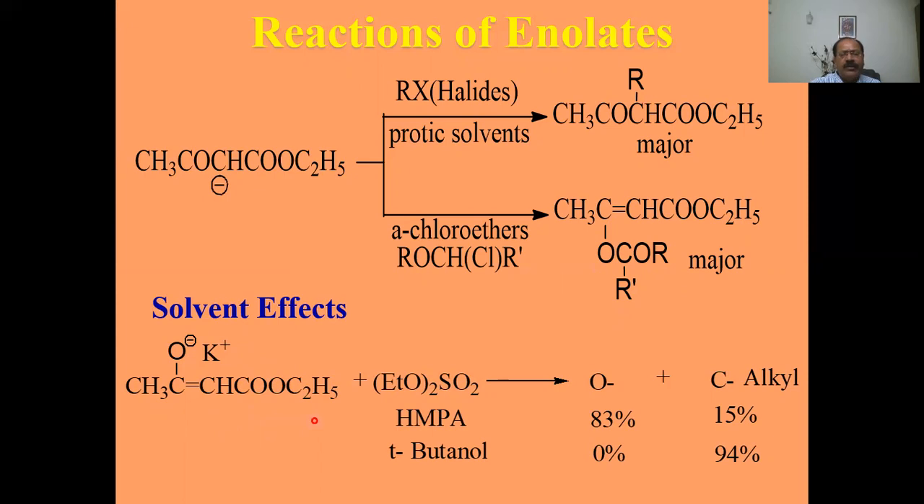Even in ethyl acetoacetate, if I treat this with diethyl sulfate, you can see when the reaction is done with HMPA, we get the O alkylated product. 83% major product is O alkylation, and C alkylation is a minor product. Whereas when I do the reaction in a protic solvent, I get 94% C alkylation and no O alkylation. How does it happen? Now this product, the major product, also depends on what RX is.